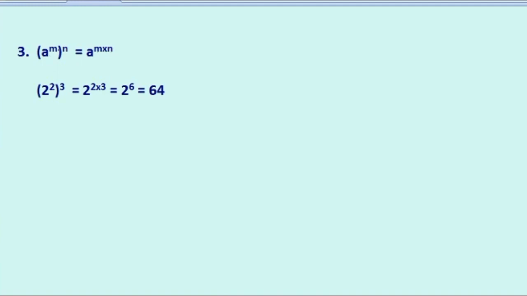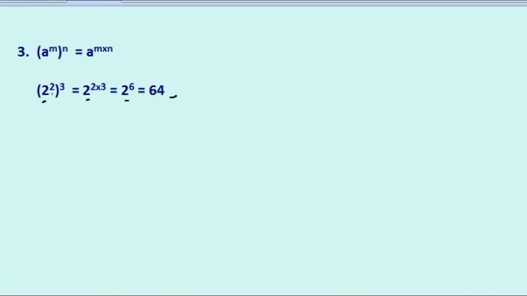There are two powers here. First we have a power for a, which is m. Then the entire number a raised to the power of m also has a power, which is n. So we have to multiply both the powers. Like in this example, 2 raised to the power of 2, then the bracket is closed, and that number is raised to the power of 3. So here we have 2 raised to the power of 2 into 3, which is 6. 2 raised to the power of 6, the answer will be 64.